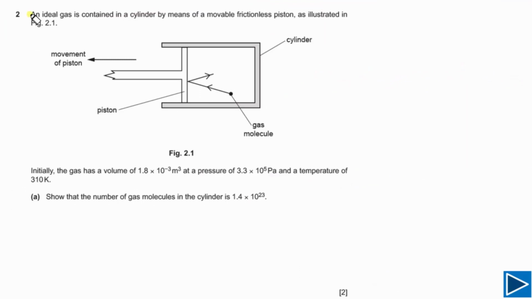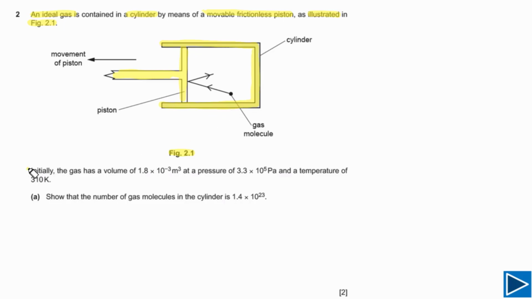In this lesson, we will discuss a typical question on thermal physics from May-June 2021 paper 41. For this question, it is given to us that an ideal gas is contained in a cylinder by means of a movable frictionless piston as illustrated in figure 2.1. So this is figure 2.1 and this one is the piston, and this piston is frictionless. It simply means that there is no friction between the piston and walls of the cylinder. This is our cylinder, these are the walls of the cylinder, so there is no friction between the walls of the cylinder and piston. This is what is given to us.